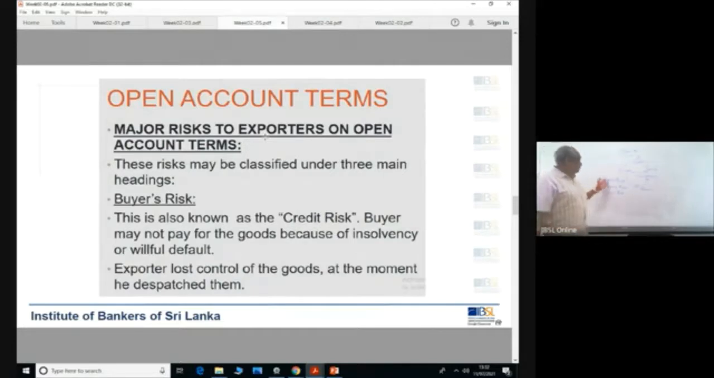Right? First, we will see buyer's risk. The buyer's risk is also known as the credit risk. Right? Because the buyer may not pay for the goods because of insolvency or willful default. He has planned to default willfully. The exporter lost control of the goods at the moment he dispatched them.